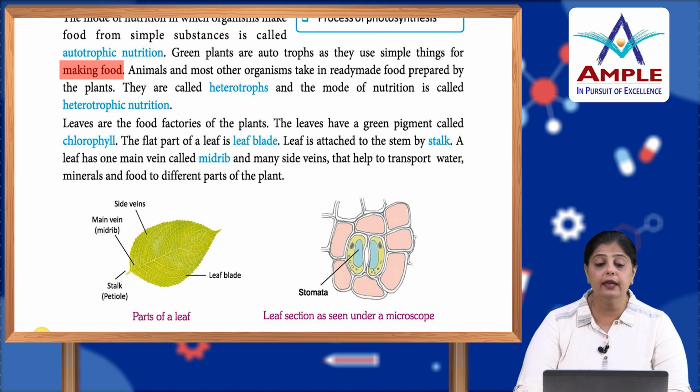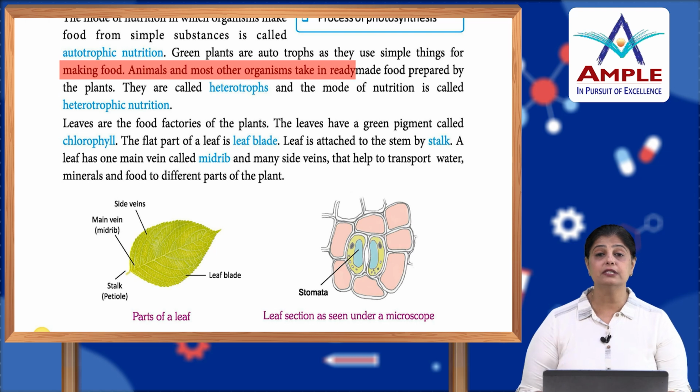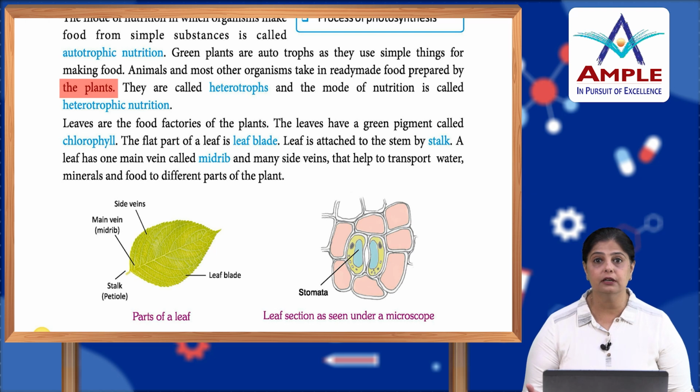So this is what they use and they make their own food. Now animals, on the other hand, animals and most other organisms take in ready-made food, which is prepared by the plants. So plants are the first source who are making the food, using simple substances, and then animals and other living organisms like us, we are dependent on the plants. Clear?